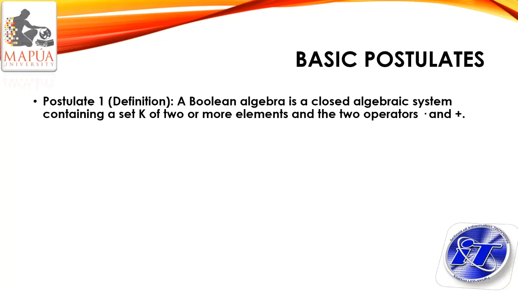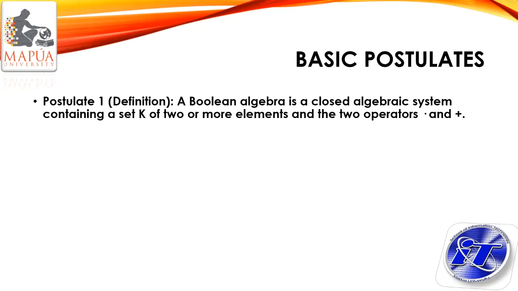Definition: Boolean algebra is a closed algebraic system containing a set K of two or more elements and the two operators AND, OR. So basically, Boolean algebra contains variables with operations or operators like AND, OR.